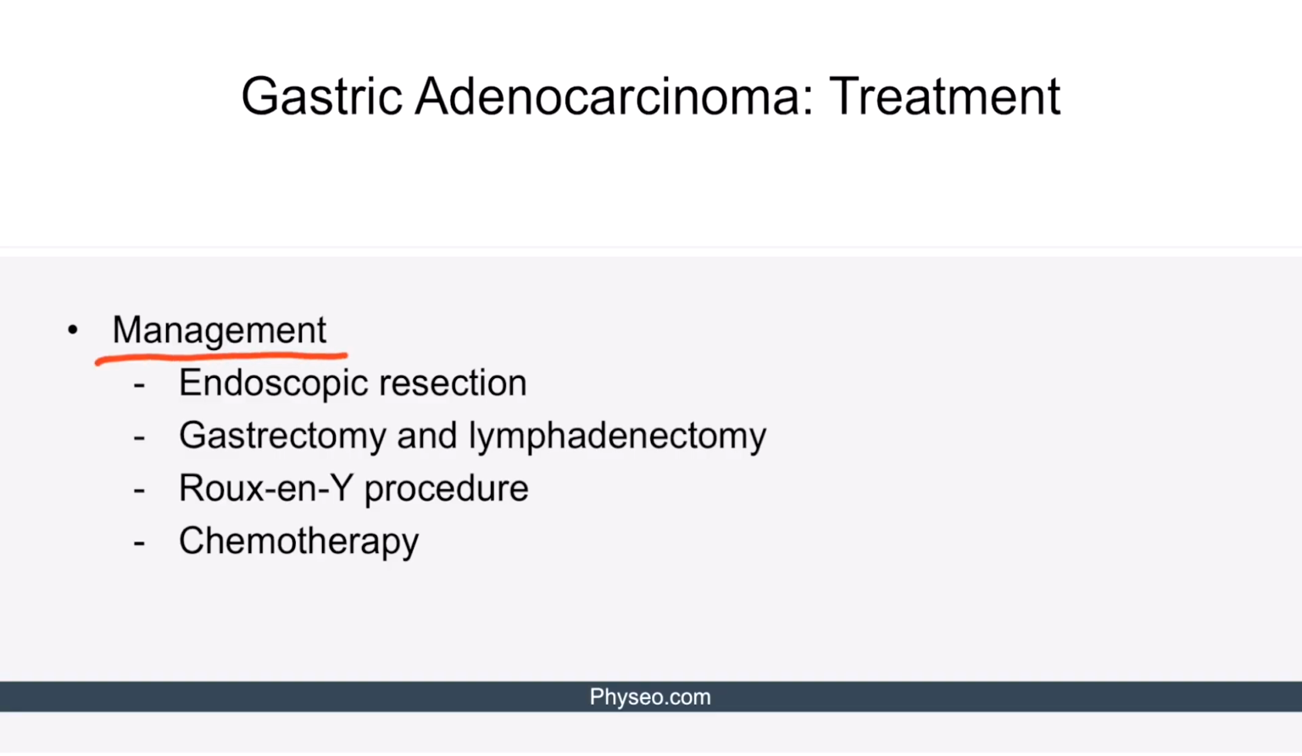Management depends on the stage of tumor at the time of detection. Endoscopic resection of the tumor can be done when tumors are detected in the early stages. However, the definitive treatment for more advanced tumors is gastrectomy with lymphadenectomy. Roux-en-Y bypass is an option after gastrectomy to prevent gastrointestinal obstruction. Chemotherapy can also be used and may be given before or after surgery.